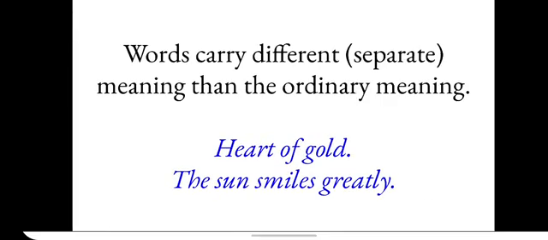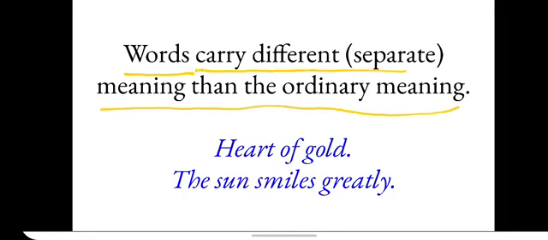Now, in simple words, these are words or phrases which carry a different or separate meaning than the ordinary meaning of the word. One example would be heart of gold. So when I say heart of gold, if we take it literally, then we are really talking about a heart which is made up of gold. In reality, this is not possible. So it has a separate meaning here. It means that the heart is pure and very kind. It is magnanimous.